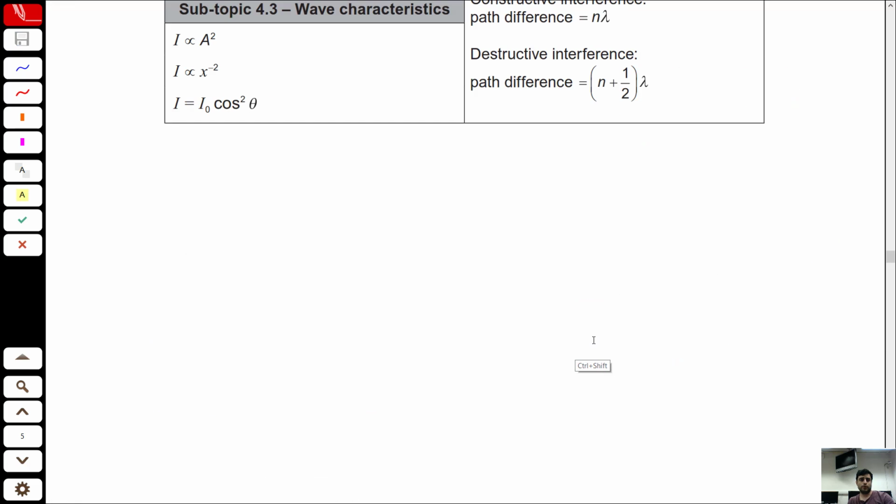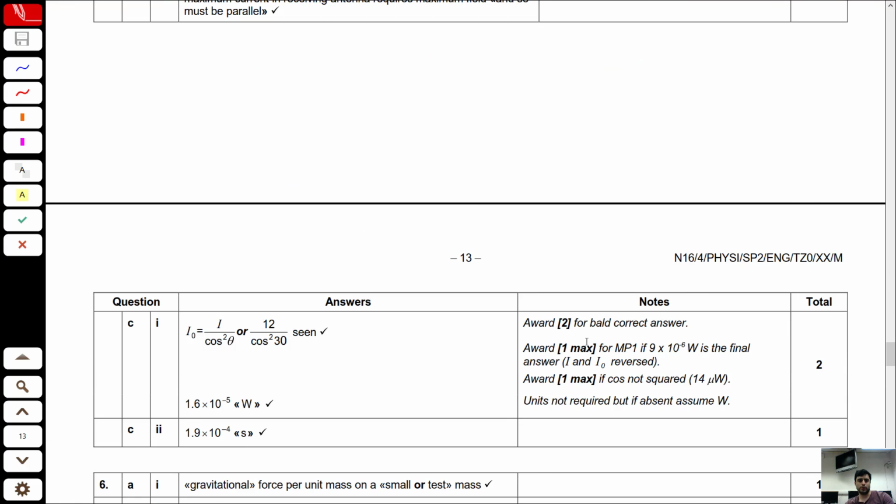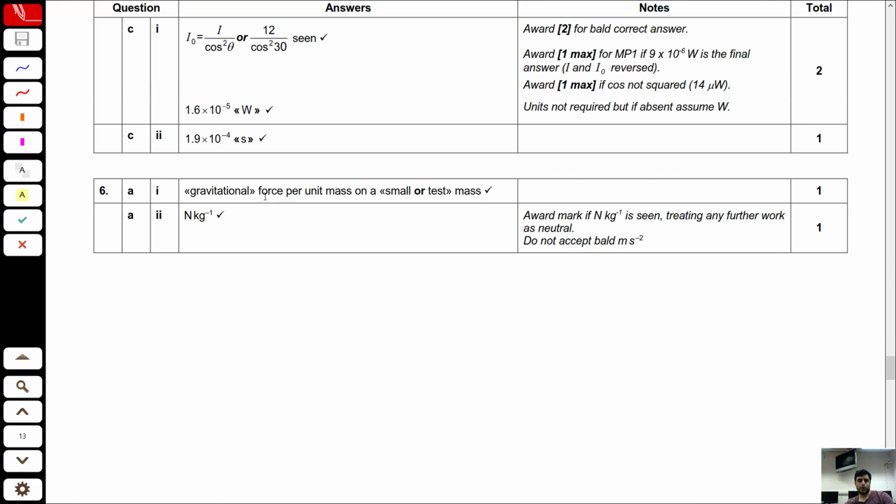Let's look at the formal definition for gravitational field strength. It is the gravitational force per unit mass. So the mass has to be small. So the mass has to be small enough to just sense the gravitational force but not disturb it.